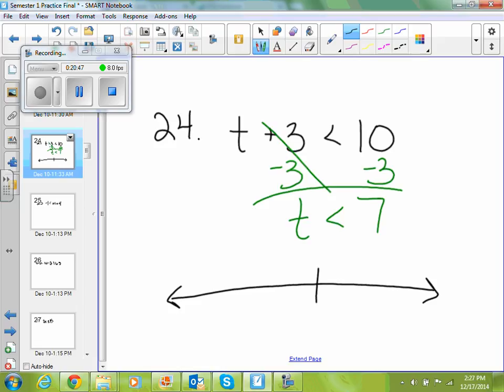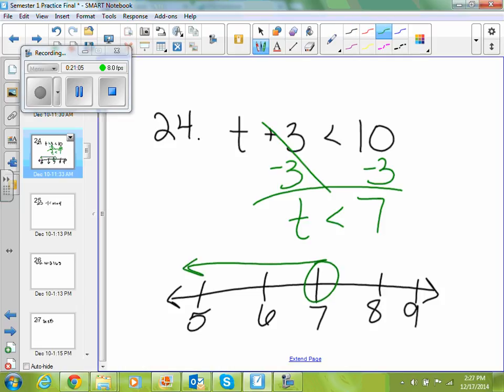Okay, so then if I put it on a number line, what number goes in the middle? 7. Okay, am I going to have an open circle or closed circle? Am I going to go to the left or right? To the left. Very good. Why?